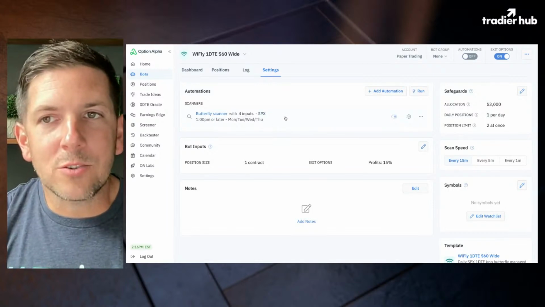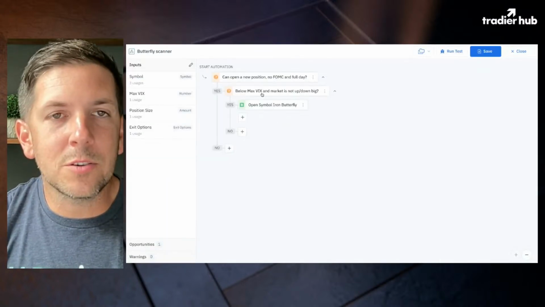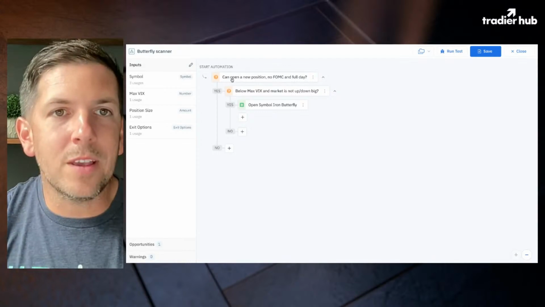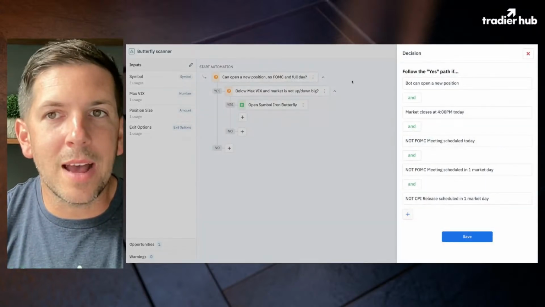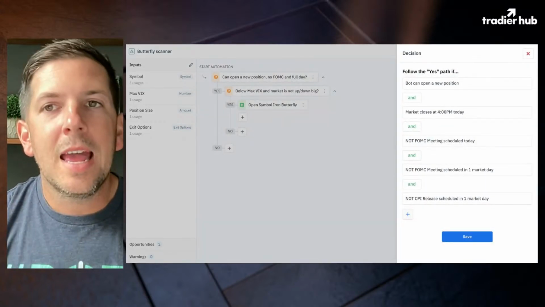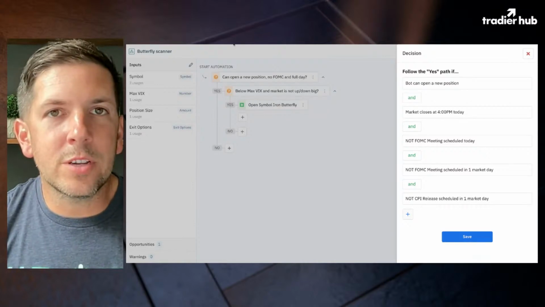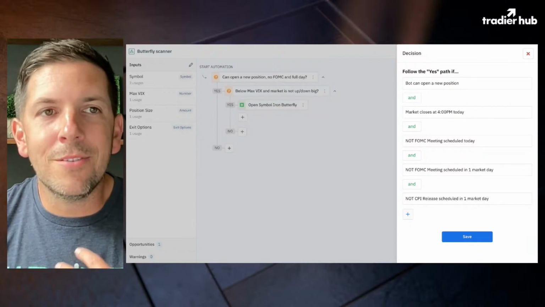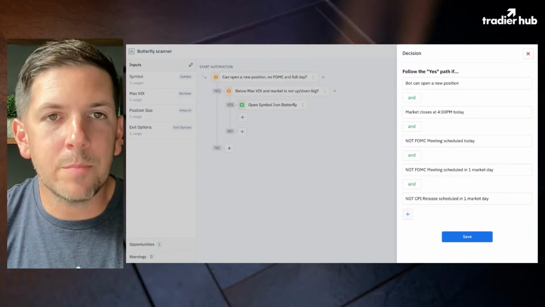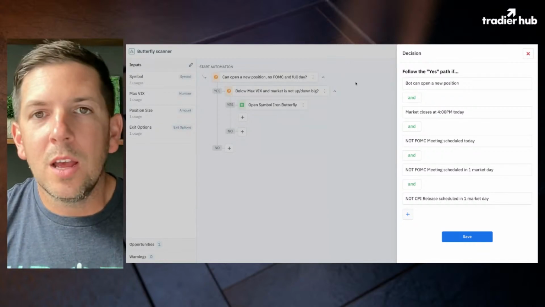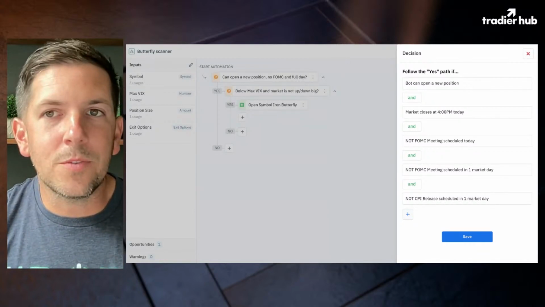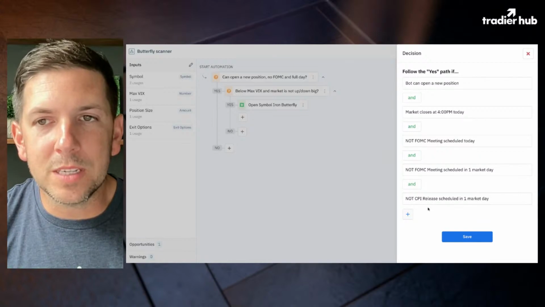So inside of the actual automation itself, here is what we have. The first thing we have is a decision to see if the bot can open a new position. This is where you're going to put all of your decision criteria just to even allow the bot to attempt to open a new position. You could break this out into different decisions if you want to. You can add them as a group decision here.